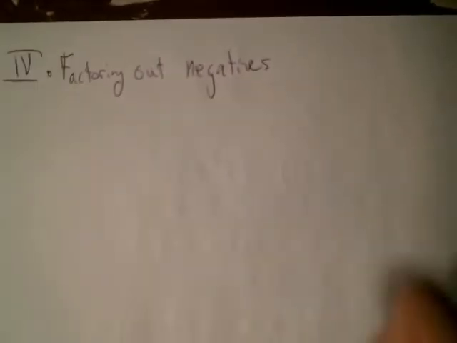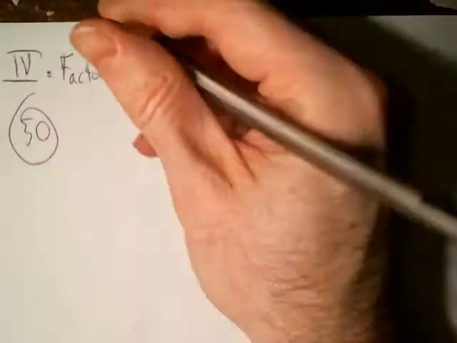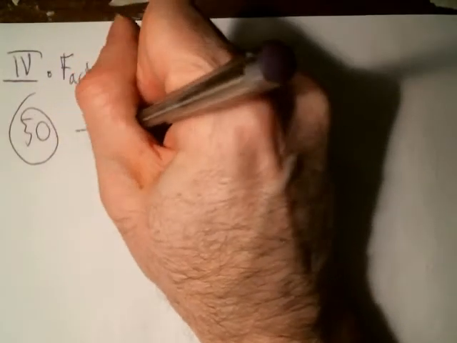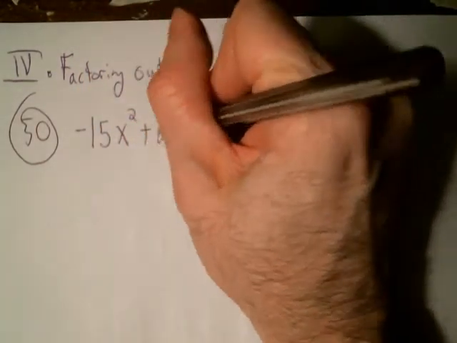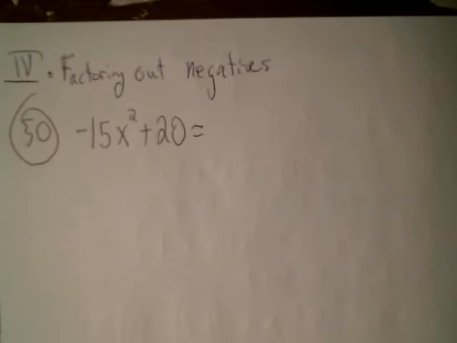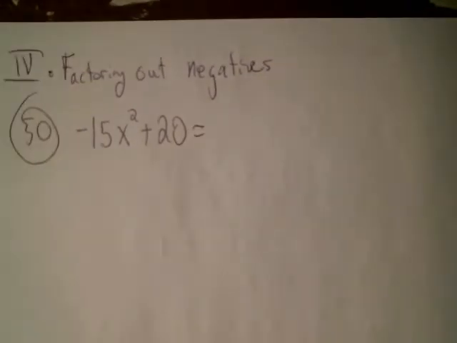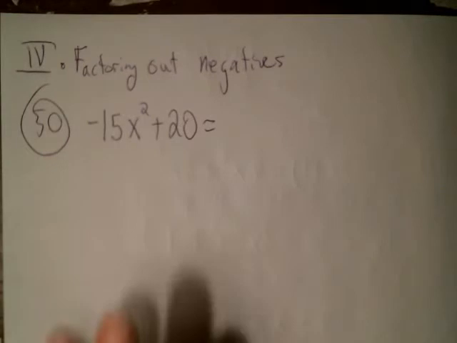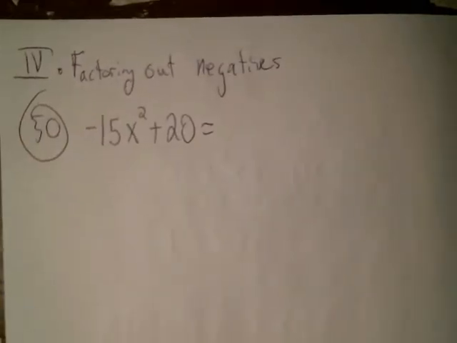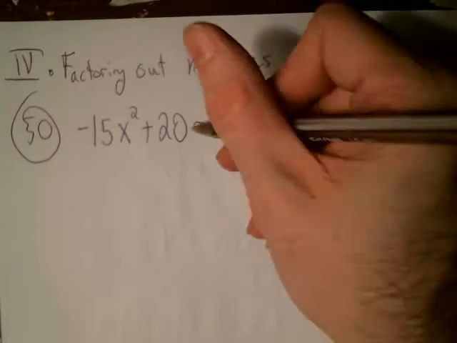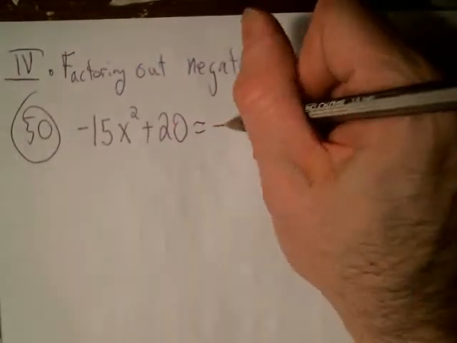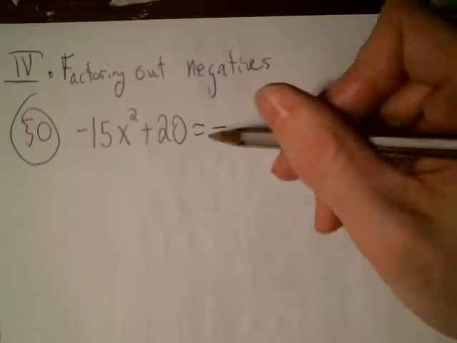So let's look at number 50, and I'll give you a better idea of what I'm talking about. I got negative 15x squared plus 20. I want to factor out a negative. I don't want this first term to be negative, for reasons that we'll talk about later in life. But for now, you're just going to have to accept it. I don't want a negative in this first position, this pivot position, pole position. So I'm going to factor out a negative with the GCF. I just slap a negative in there.